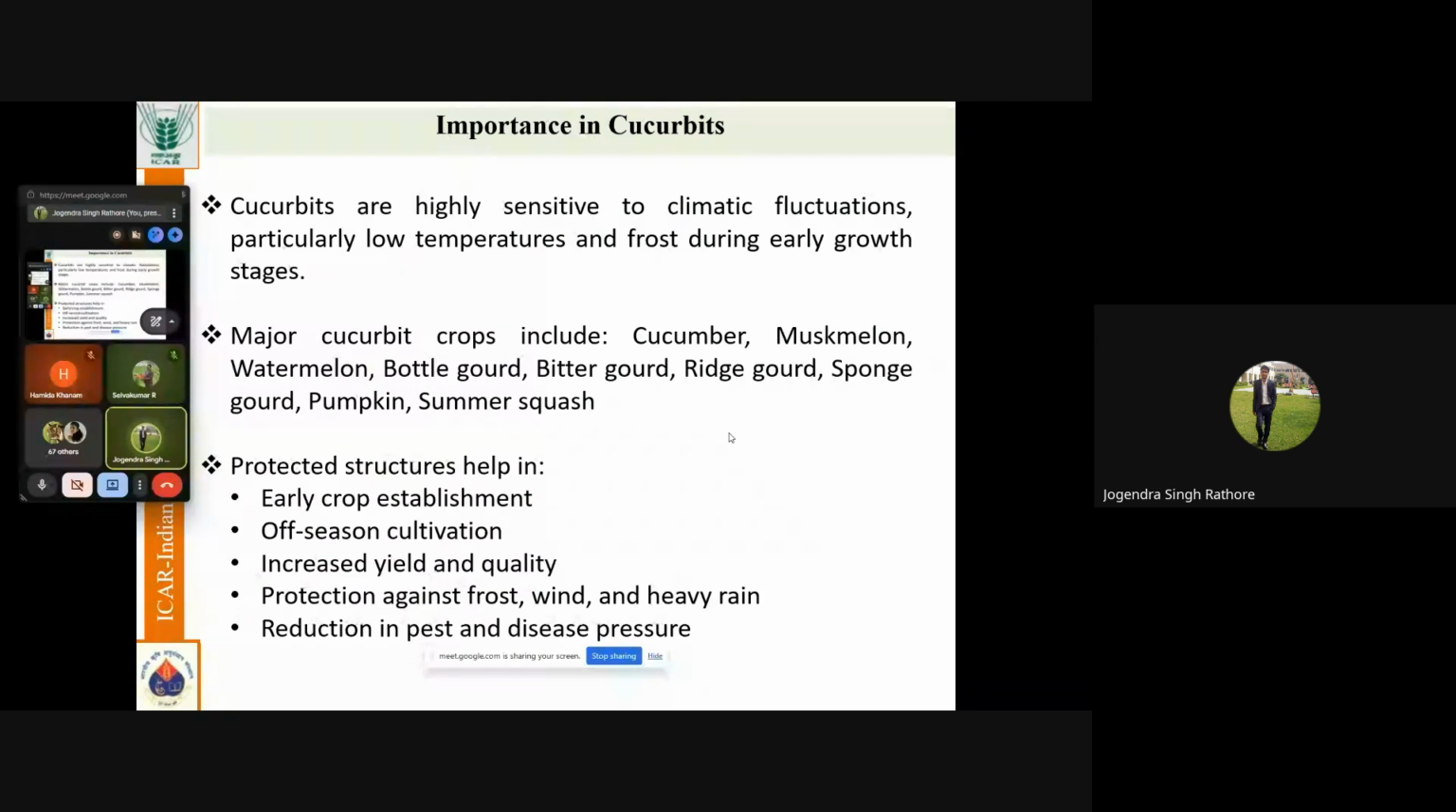Then the third one is increased yield and quality, because we are manipulating the microclimatic conditions, changing them to favorable ones. So obviously our yield and quality is going to increase in the case of cucurbits. Then again, it provides protection from frost, wind, and heavy rain, because it provides protected conditions from these climatic vagaries. And again, there is a reduction in pest and disease pressure.